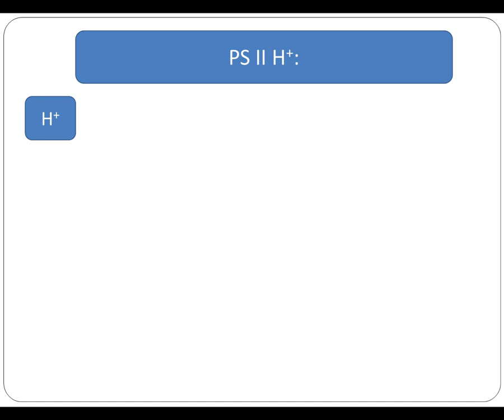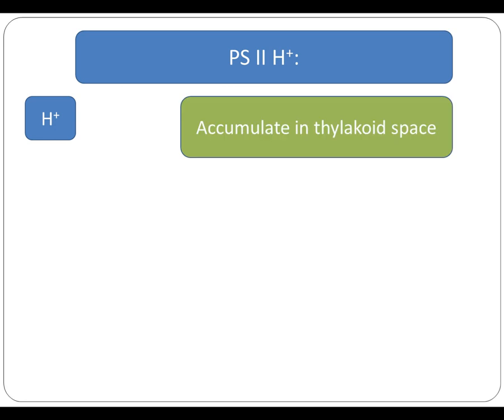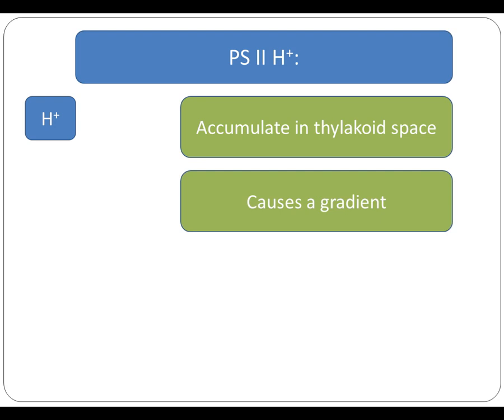Photosystem 2 does produce hydrogen ions, and it contributes to a hydrogen ion gradient. Those hydrogen ions are produced, being released so much that there's a gradient between the thylakoid lumen, or the thylakoid space, and the what? In the stroma. So these hydrogen ions that are released from water during photosystem 2 accumulate in the thylakoid space, or the lumen of the thylakoid. And, as mentioned, it does create a hydrogen ion gradient.